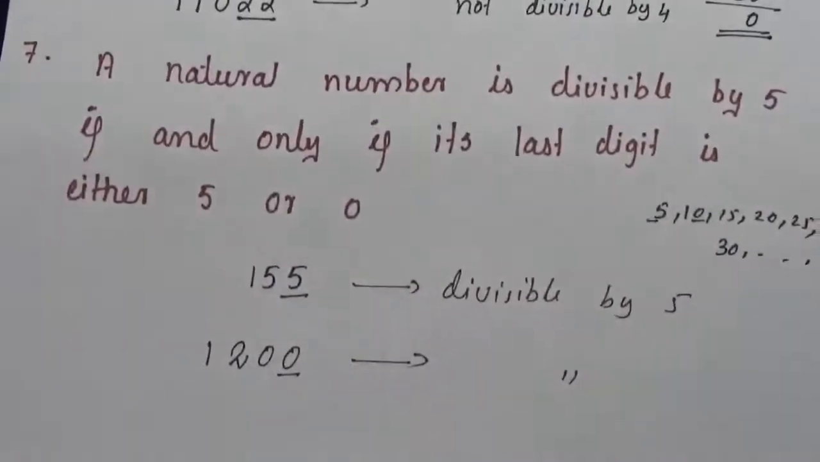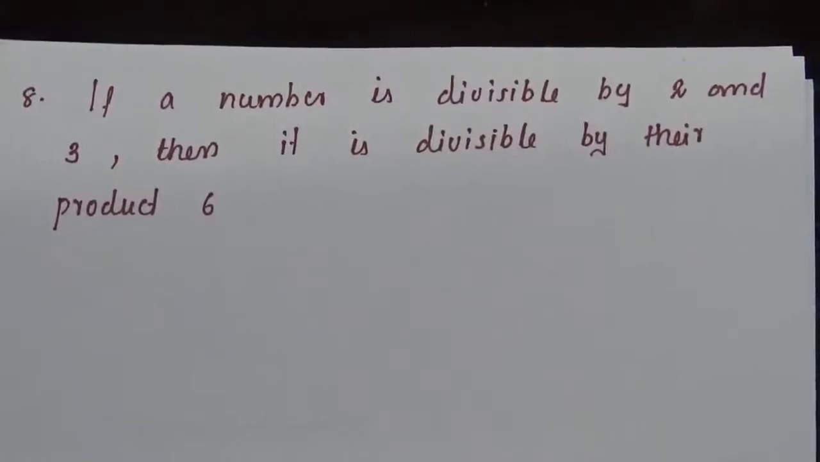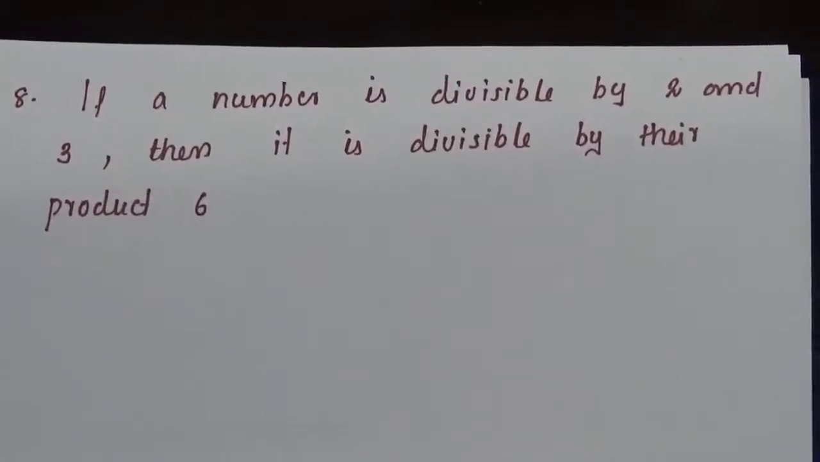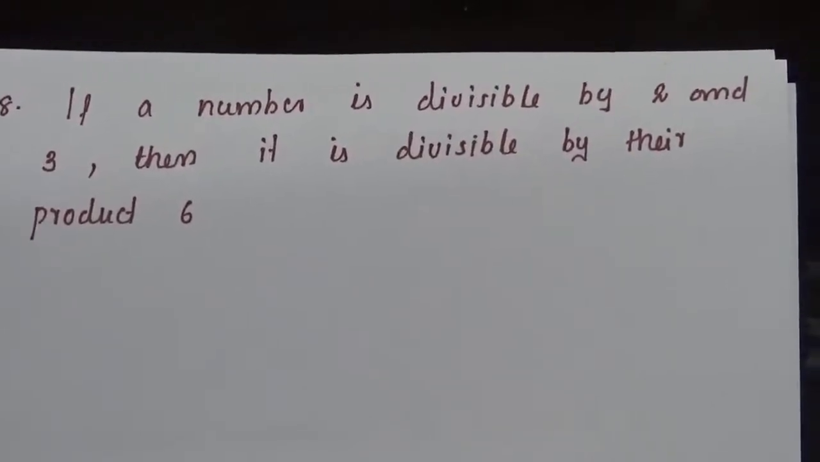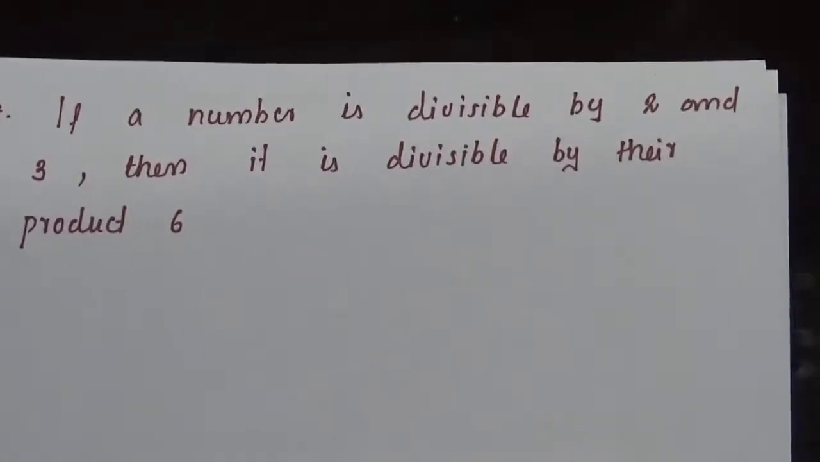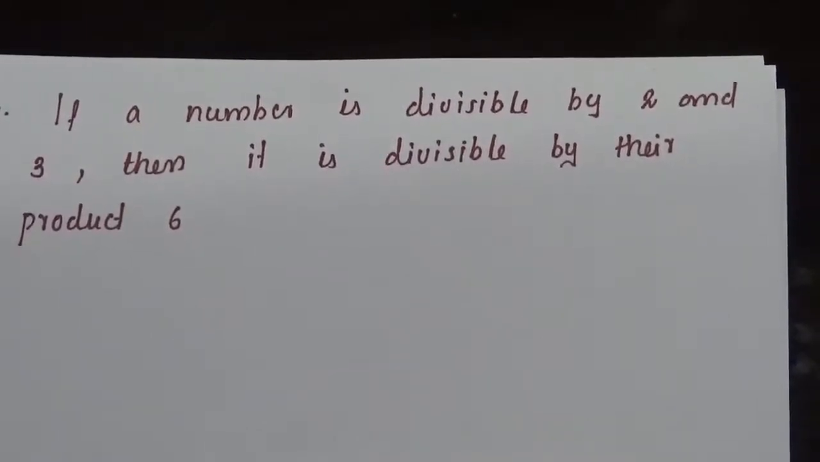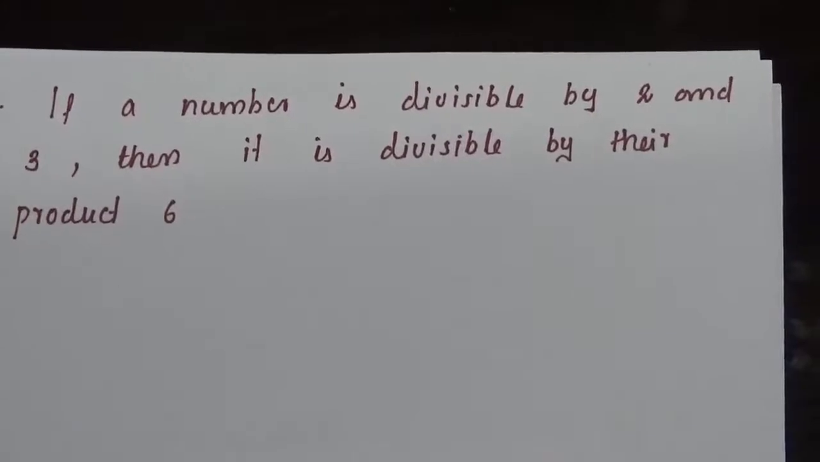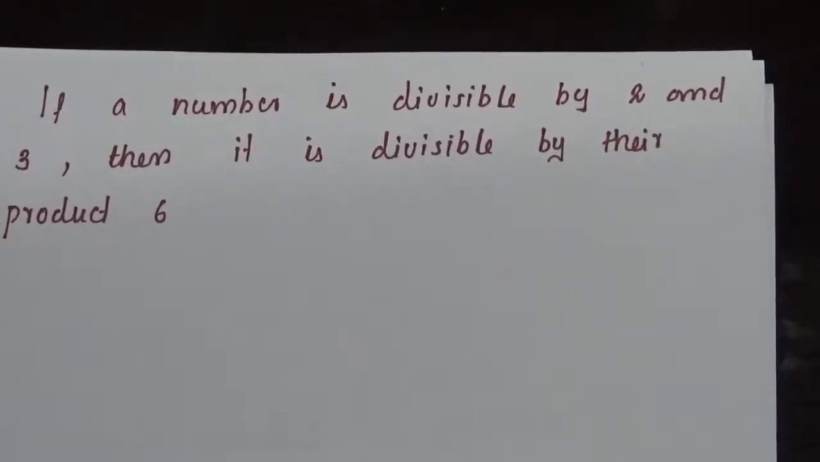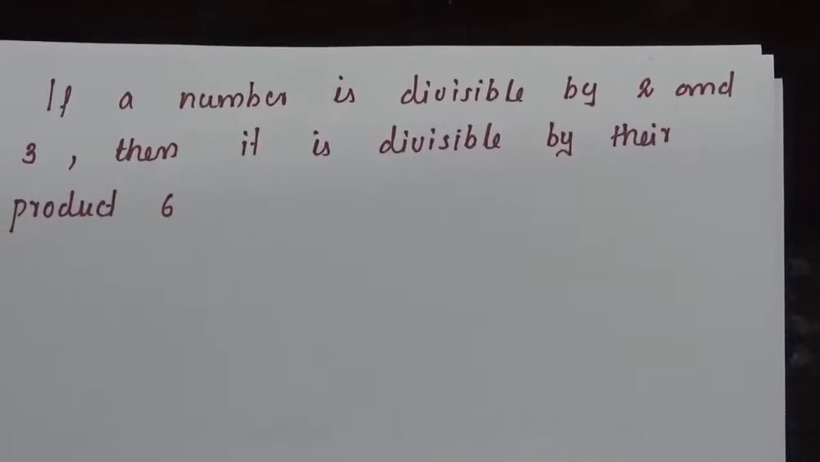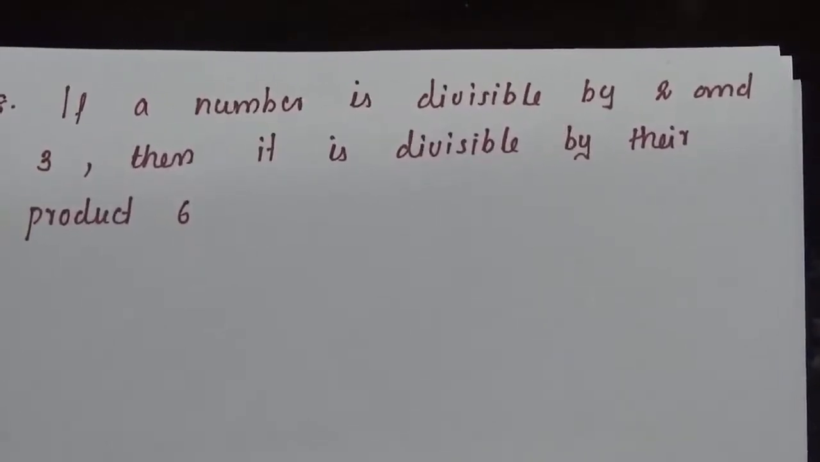Now the divisibility rule for 6. If a number is divisible by 2 and 3, then it is divisible by the product 6. So to check whether a number is divisible by 6, you need to check whether that number is divisible by 2 and 3. Then we can say that the number is divisible by 6.